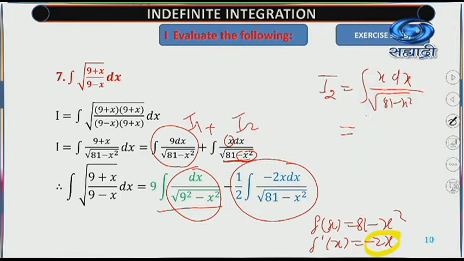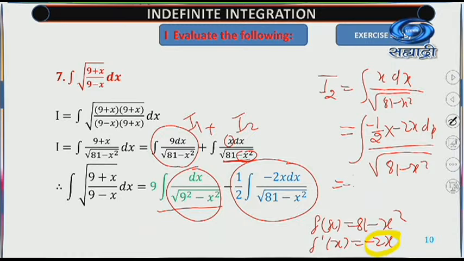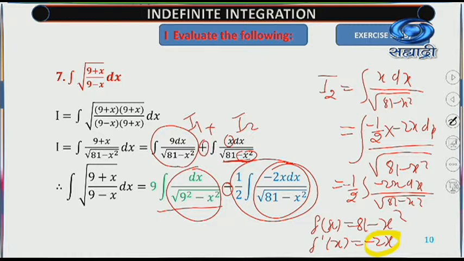You will write this as integral minus half into minus 2x dx upon root of 81 minus x square. Now you got the minus 2x. Now this minus half you can take outside. So minus half integral minus 2x dx upon root of 81 minus x square. Now this is in the final form. I took this sign in black color because you have a plus sign here; this plus and this minus together give you a minus sign in between.